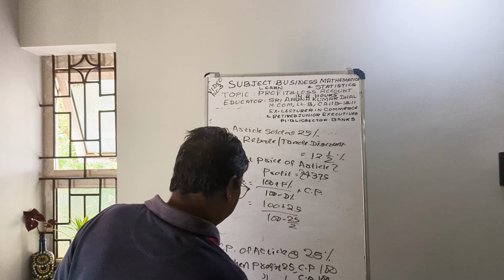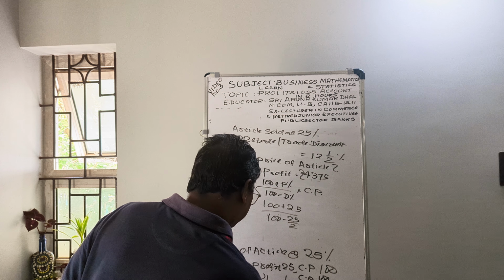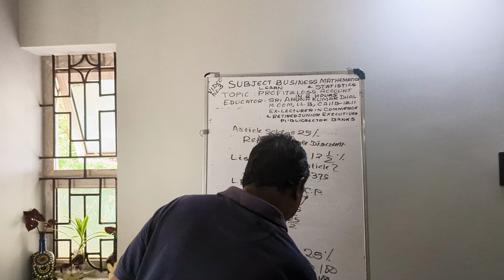And the profit is given as 4375. When profit is 4375, the cost price of the article is 4375 into 4, which is 17,500. So we put here cost price 17,500. Then we can solve the problem this way. There are various ways of solving one problem. This is the shortest way, by putting the formula.